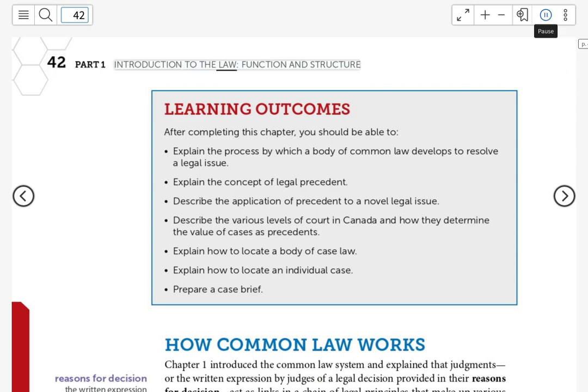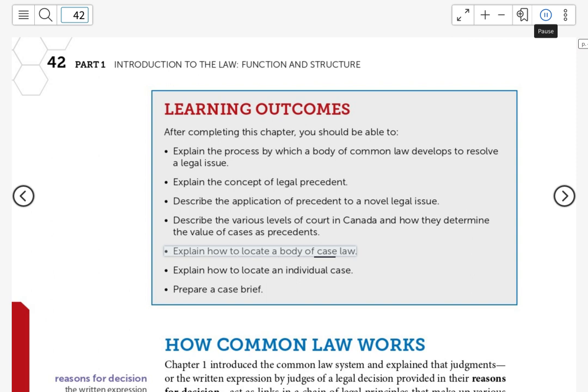Part 1: Introduction to the Law, Function and Structure. Learning outcomes. After completing this chapter, you should be able to explain the process by which a body of common law develops to resolve a legal issue. Explain the concept of legal precedent. Describe the application of precedent to a novel legal issue. Describe the various levels of court in Canada and how they determine the value of cases as precedents.